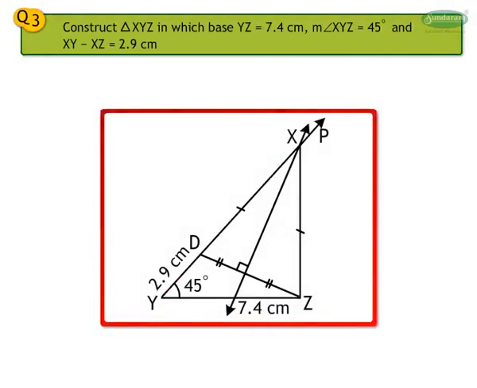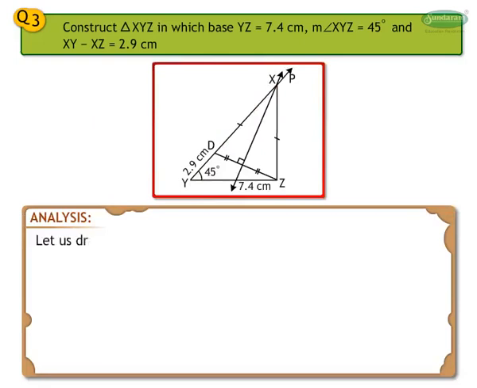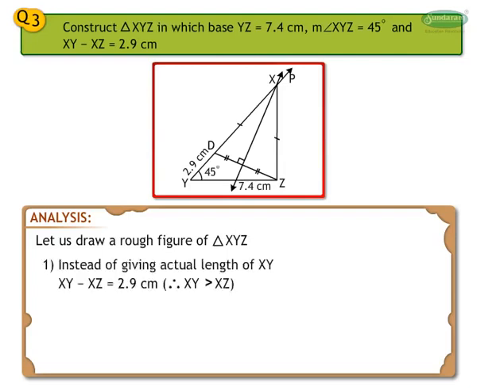Construct triangle XYZ in which base YZ is equal to 7.4 centimeters, measure angle XYZ is equal to 45 degrees, and XY minus XZ is equal to 2.9 centimeters. Analysis. Let us draw a rough figure of triangle XYZ. Instead of giving actual length of XY and XZ, we have been given XY minus XZ is equal to 2.9 centimeters. Therefore, XY is greater than XZ.